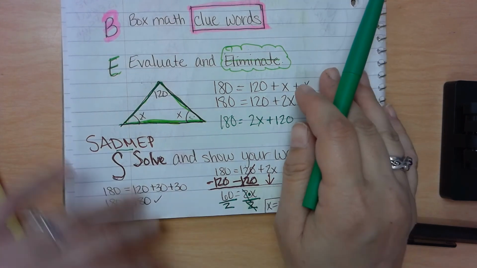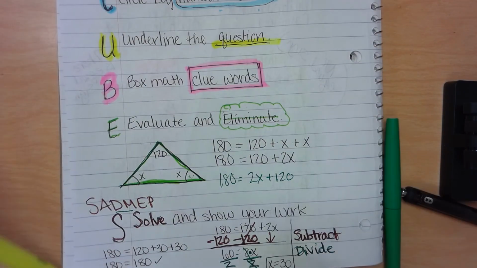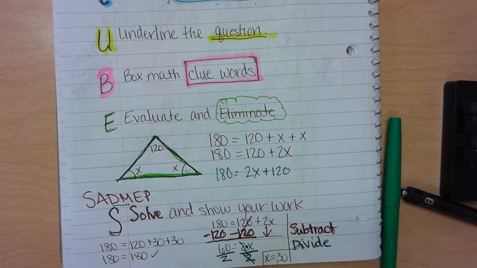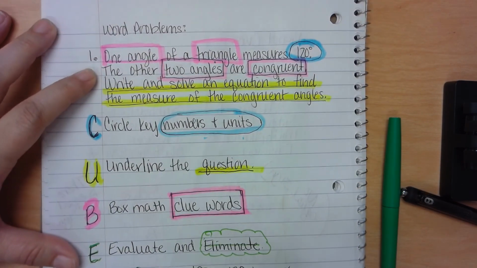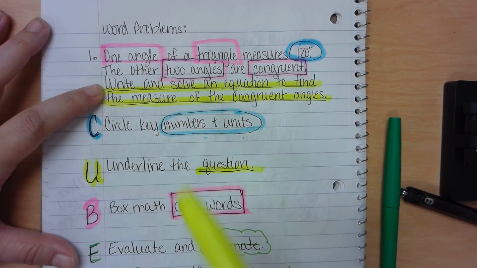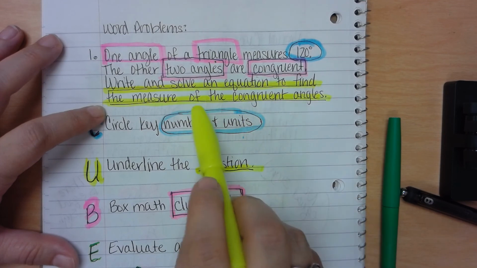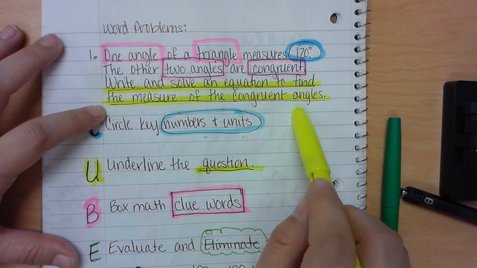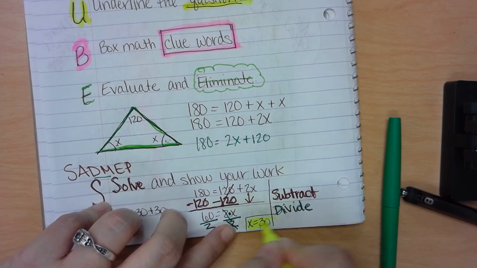So now I need to check to see, did my answer match my question? So my answer is 30 degrees. So each of my angles is 30 degrees. Is that what I was asked for? I wanted to write an equation, check, did that. And then I want to find the measure of the congruent angles. Well, both congruent angles were x, and x was 30. So my answer is 30.